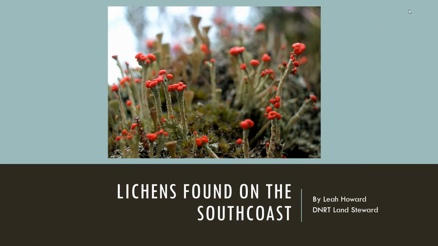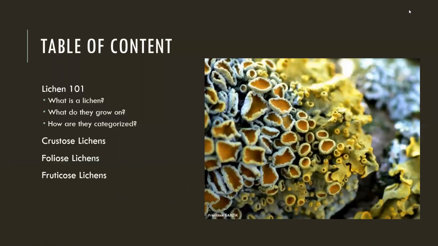So, lichens found on the South Coast. All right, so what we're going to talk about tonight, we're going to talk a little bit about lichen biology, what are lichen, what do they grow on, and how we categorize them. And then we'll go into different types of crustose lichens, foliose lichens, and fruticose lichens.